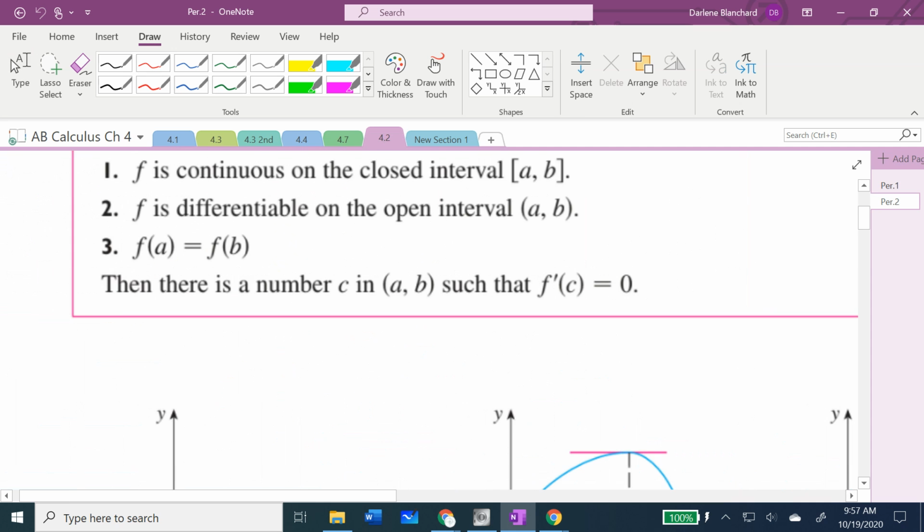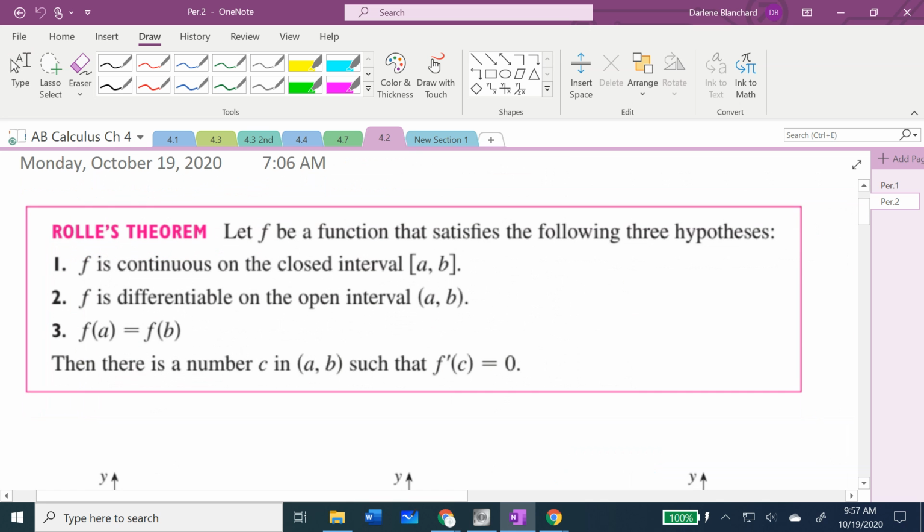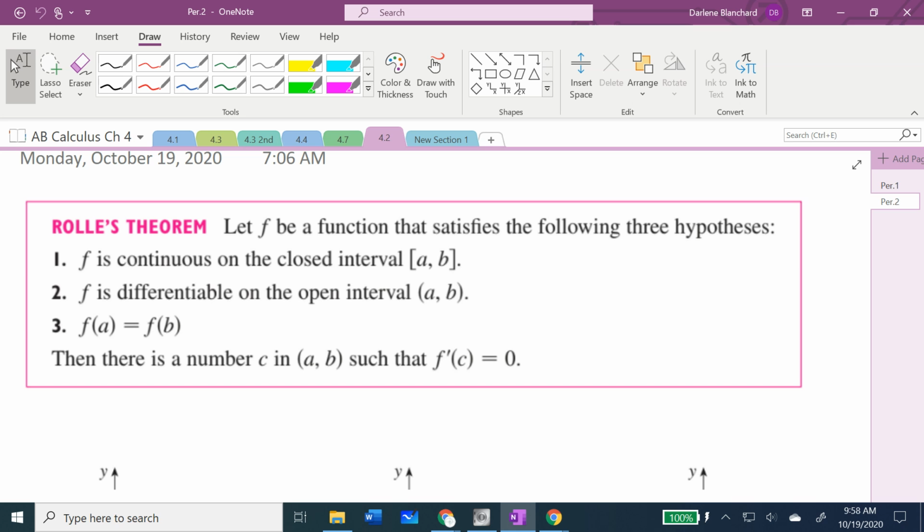We're going to start off with something called Rolle's theorem. You don't have to be familiar with Rolle's theorem like the name, but it kind of puts a little intermediary before we hit mean value theorem. Mean value theorem and Rolle's theorem both have these first two hypotheses. We are required to have continuity on the closed interval and differentiability on the open interval.